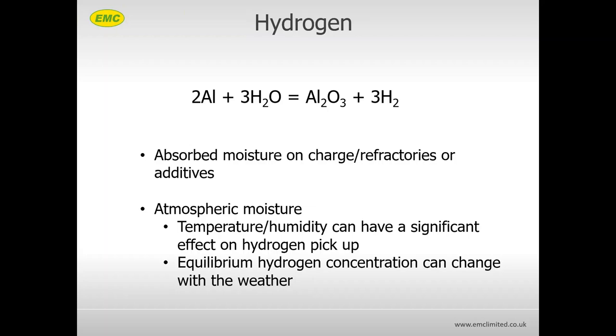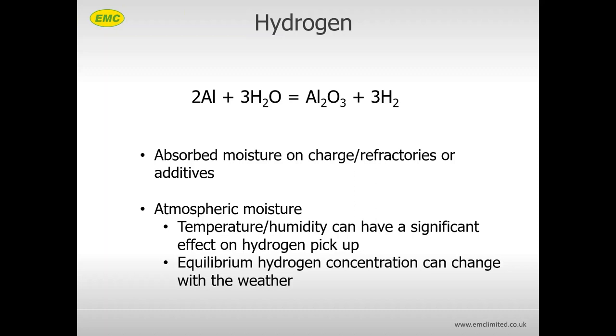The source of that hydrogen is generally water vapor. Hydrogen will react readily with water vapor to produce those twin evils of metal quality, hydrogen and oxides. Sources of water vapor include metal charge, any refractories that haven't been fully dried out, or metal treatment additives. If you keep your bag of flux open, it will happily absorb water, which will then be added to the melt. But all of these are manageable.